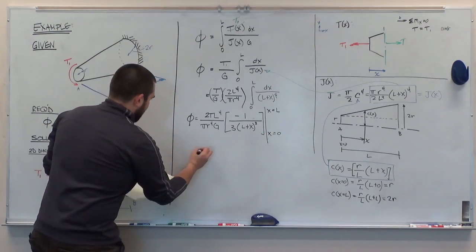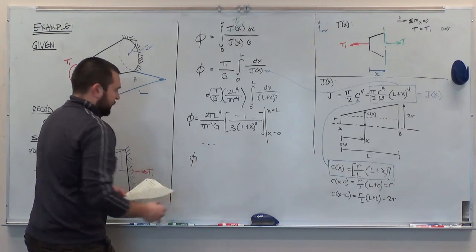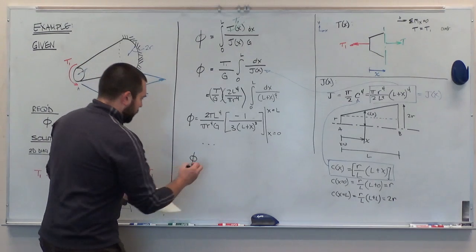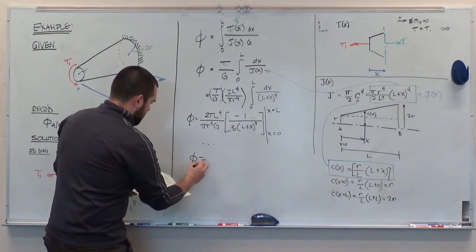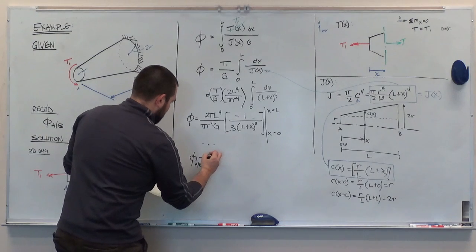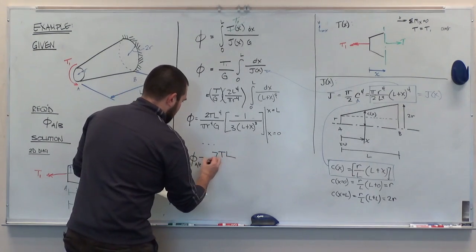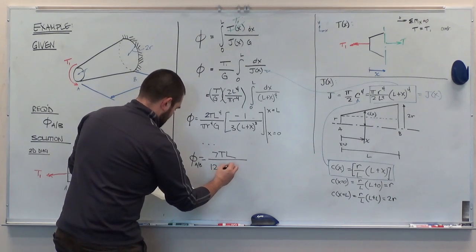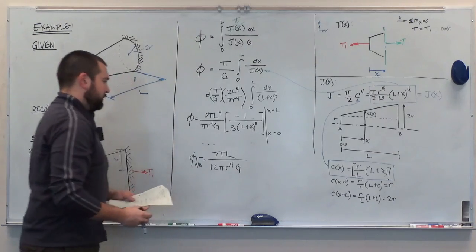And this simplifies down with a couple of intermediate steps here. I'm not going to go through all the algebra. The algebra, if you want to see it, is provided in the solutions up on OneNote and OneDrive. We get that phi of A relative to B is equal to 7 times the internal torque times the length divided by 12 pi r to the fourth G.